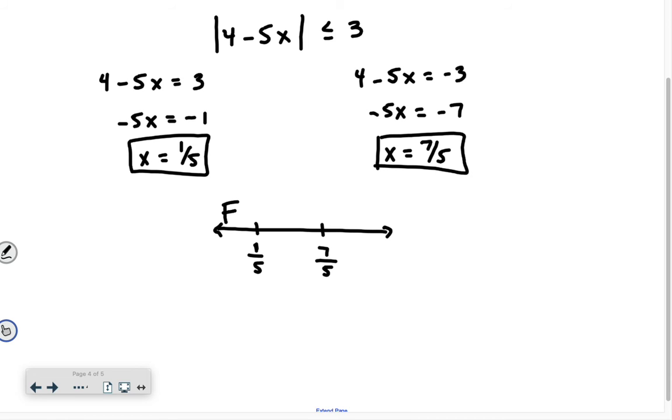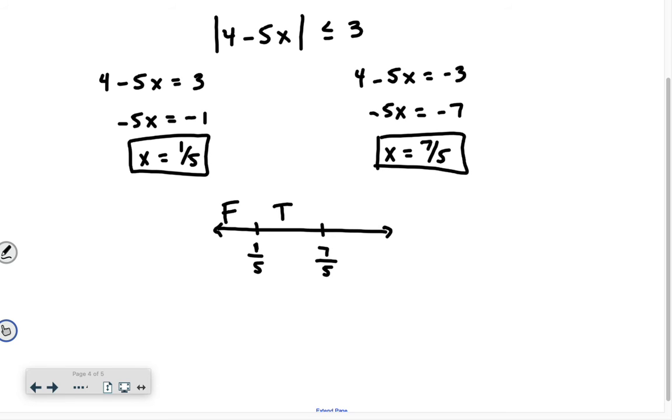Then we move to the middle. We're just going to test something between 1/5 and 7/5. Okay? Let's pick 1. If we plug 1 in, I get a negative 5. 4 minus 5 is negative 1. Absolute value of negative 1, remember, is 1. Okay, you're 1 unit away from 0. Is 1 less than or equal to 3? It is. Therefore, the numbers in the middle region will work. Okay, any number. I picked a nice one. Anything in that middle region will work out.